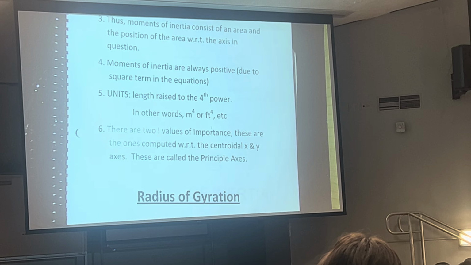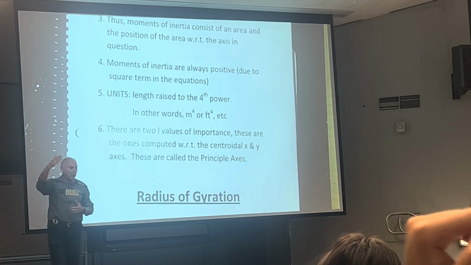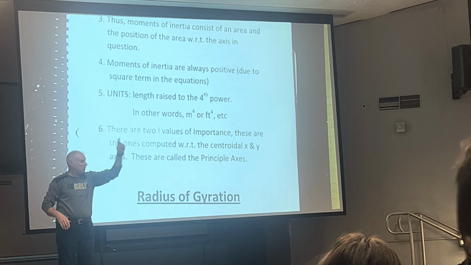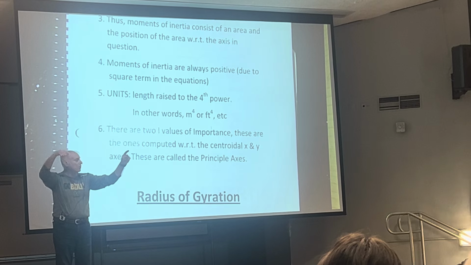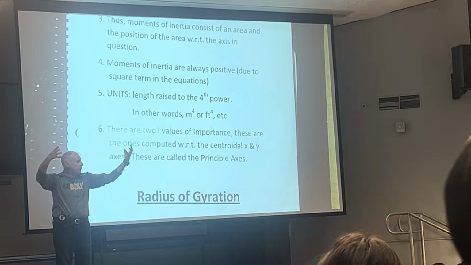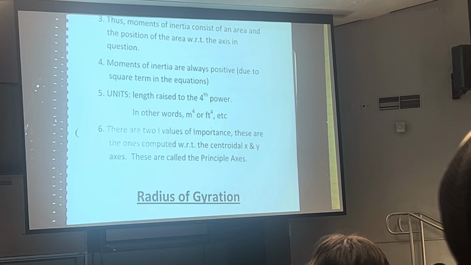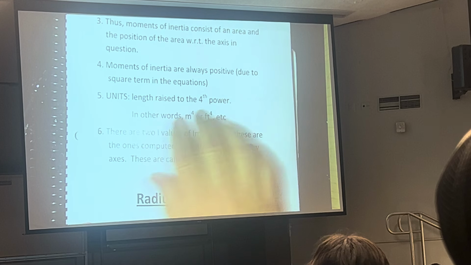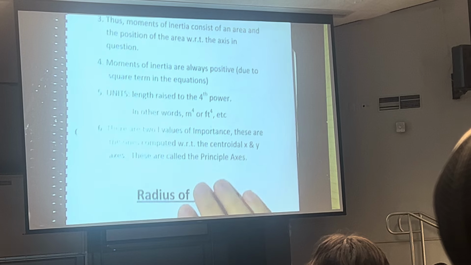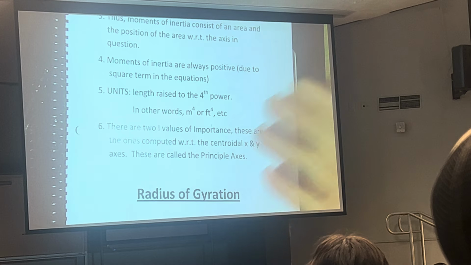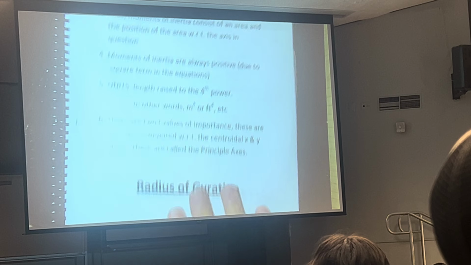Fifth, units, weirdest units. Why? Because it's some length raised to the fourth power. You've got x squared, that's feet squared, times an area, which is also feet squared. Feet squared times feet squared gives you feet to the fourth power. Unusual units. Again, why so unusual? Because it's trumped up. We made this up to describe our world better.